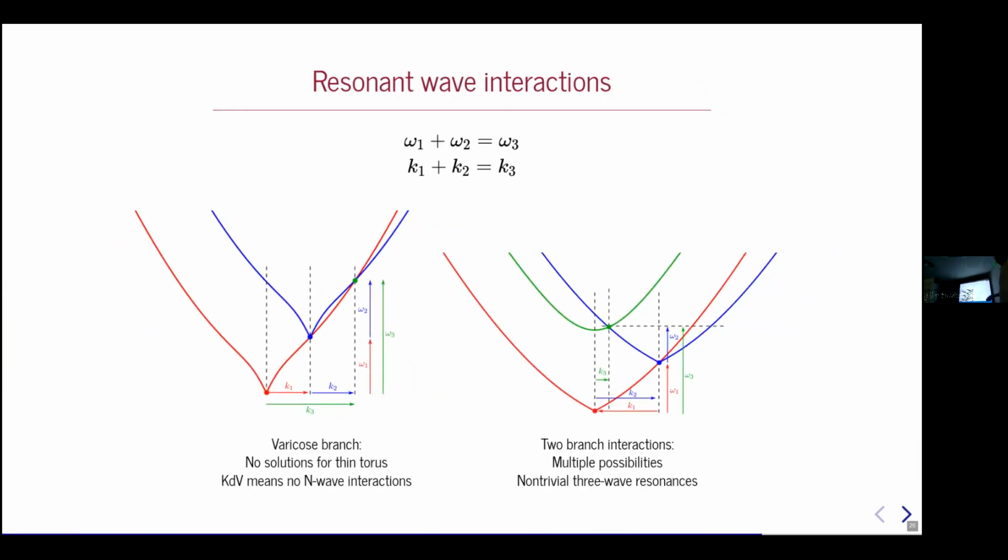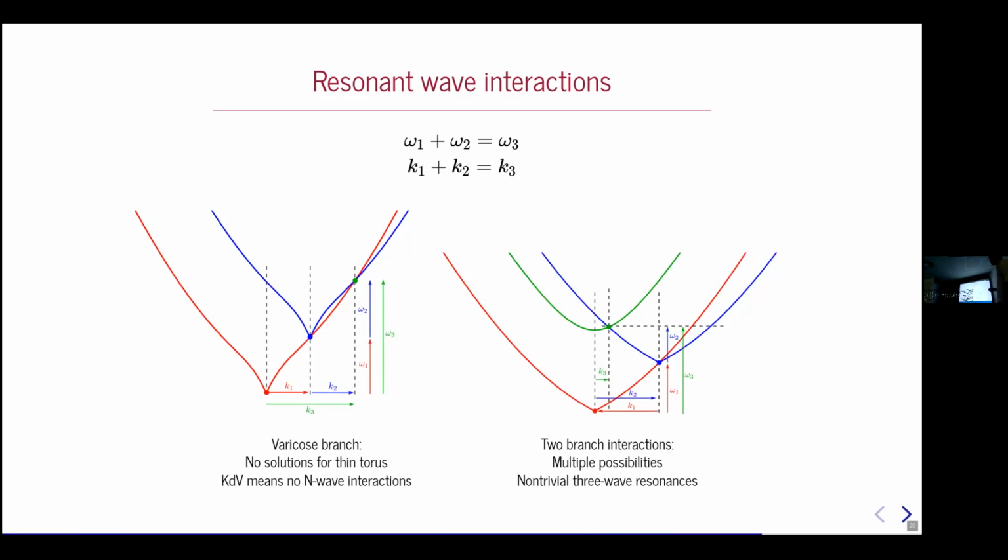But these need to satisfy certain resonant conditions. In this case, the sum of the frequencies has to match. So 2 daughters give the mother wave, both in frequency but also in wave number. So if we take, for example, our gravito-capillary branch, we try to do this.